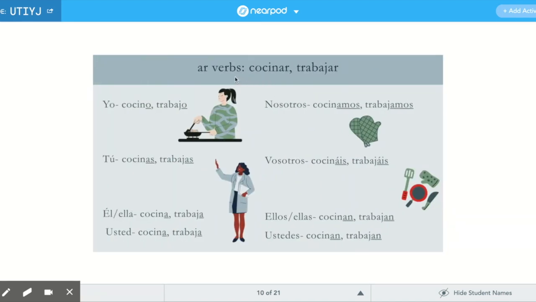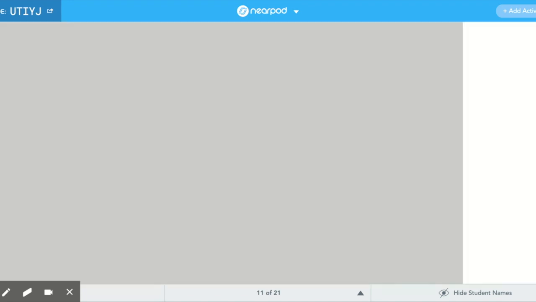So some other AR verbs: cocinar, to cook, and trabajar, to work. So it's the same thing. We keep that root, we drop the AR ending, and we add the ending that goes along with the correct subject of our sentence. So you all cook, you all work. You formal cook, you formal work. He cooks, he works. Él cocina, él trabaja. So it all sort of follows the same pattern.